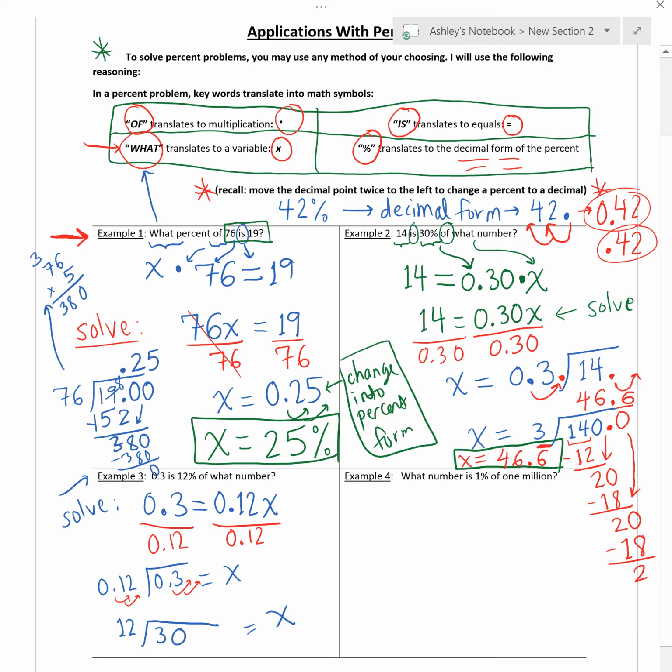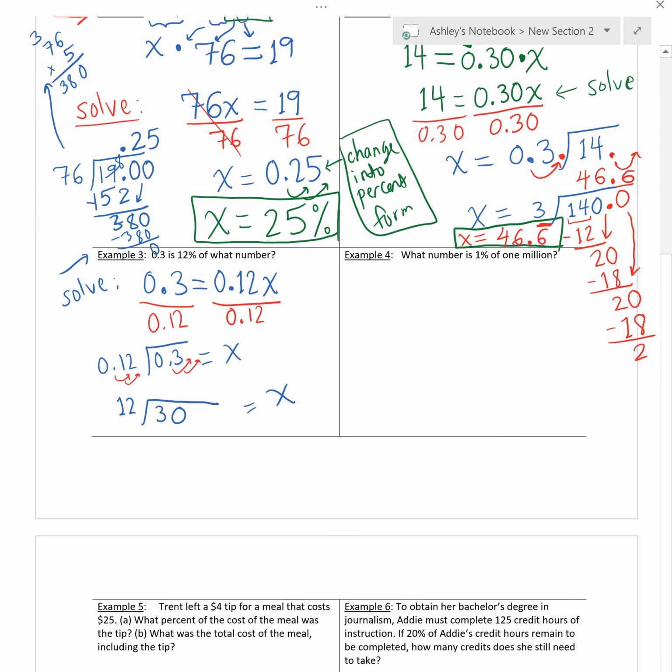Let's see, 12 can go into 30 at most twice. 2 times 12 is 24. If I subtract those, I get 6. And not a zero remainder. So I have to do like we did in the last one and put a decimal, add a 0. I'm not going to forget to put a decimal in my answer as well. And bring down this 0 here.